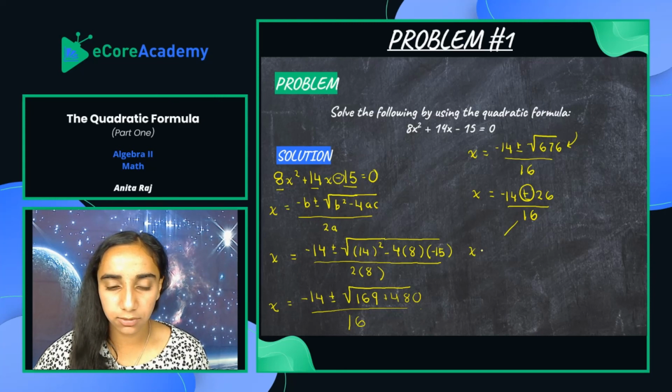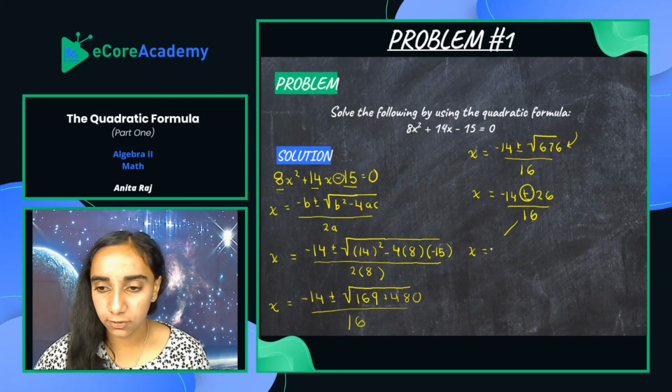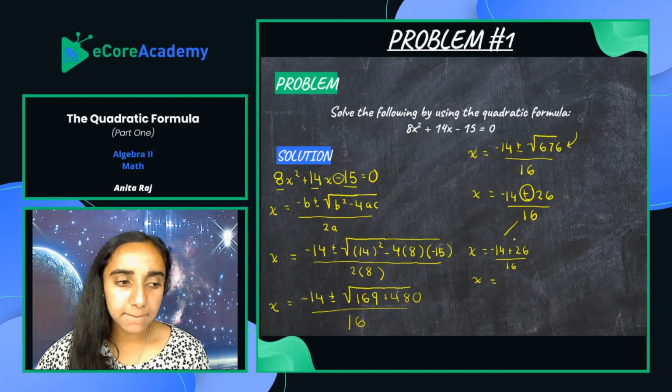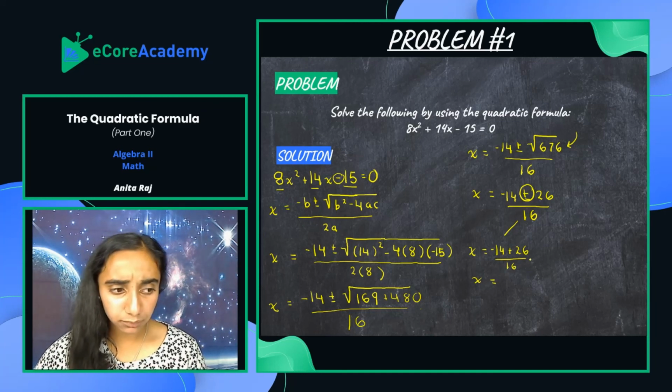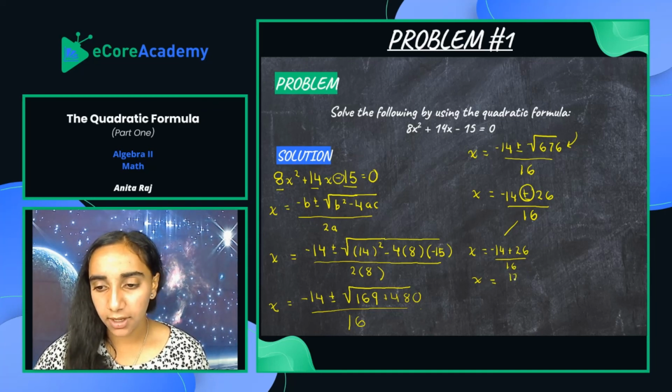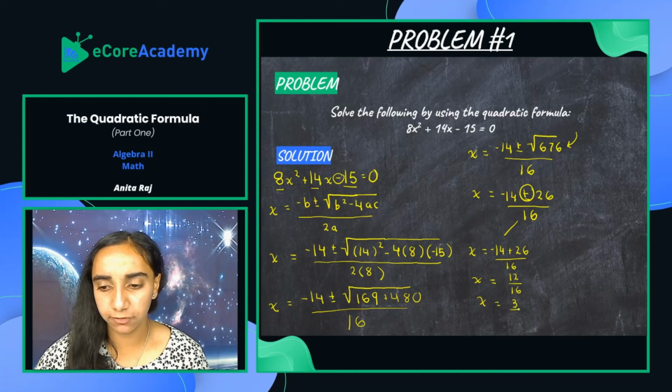So x is equal to negative 14 plus 26 over 16, which means x is equal to, negative 14 plus 26 is 12, over 16. So x is equal, and we just simplify that to 3/4.